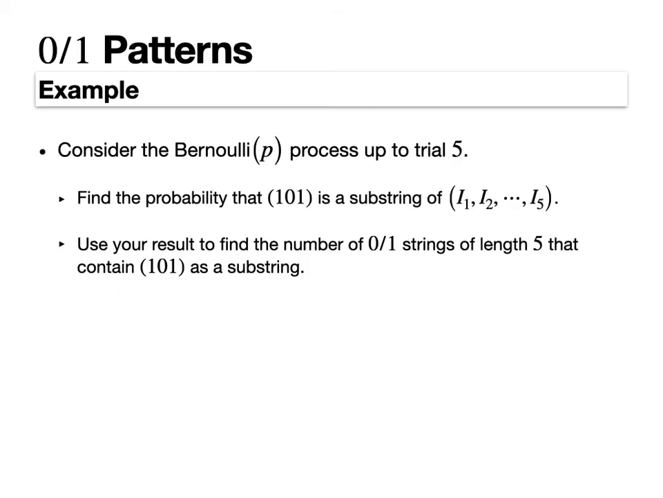So as an example, let's consider a Bernoulli process with success probability p up to trial 5. And I want to find the probability that 101 appears as a substring in those first 5 indicator variables, right? And then I want to use that result to find the number of 0, 1 strings of length 5 that contain 101 as a substring.